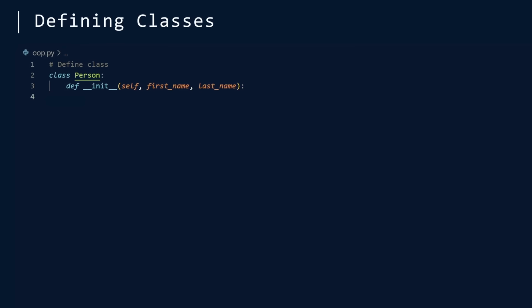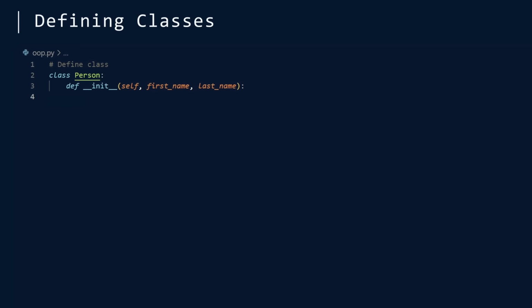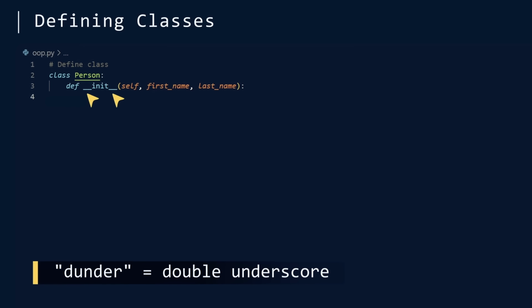In object-oriented programming languages, objects are created by classes with a special method called a constructor. Python is no different. Here, objects are initialized by the init method. The double underscores before and after the name are Python's way of saying this is a special method. Because there are double underscores surrounding the name, it is often called a dunder method, for double underscore.